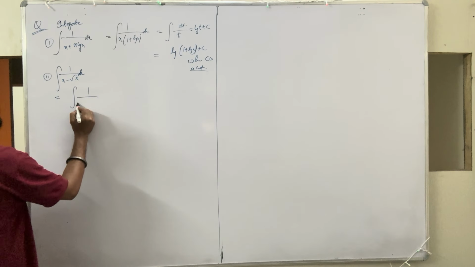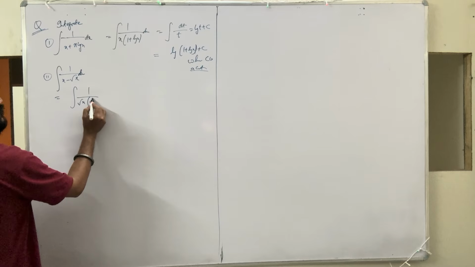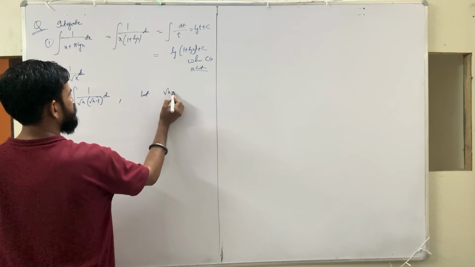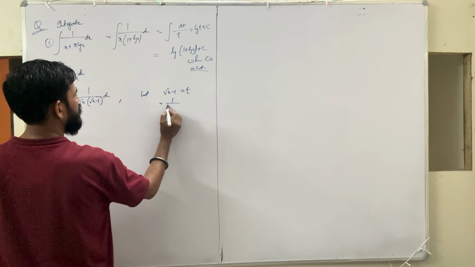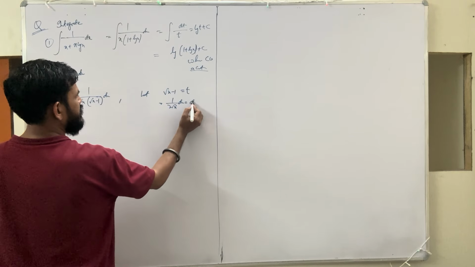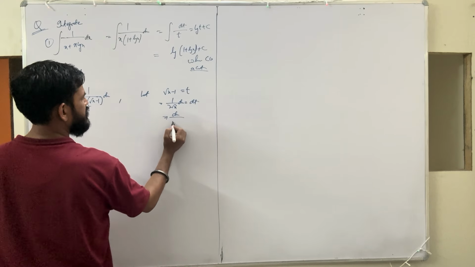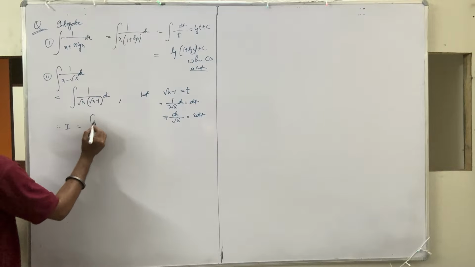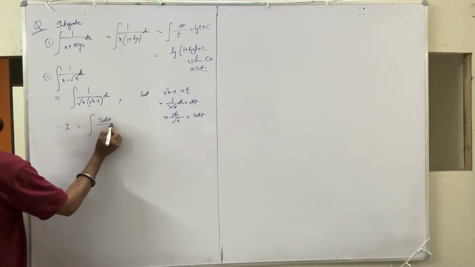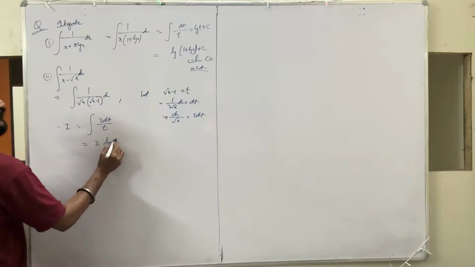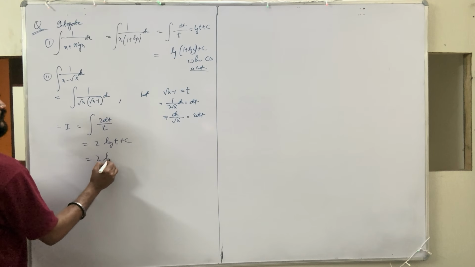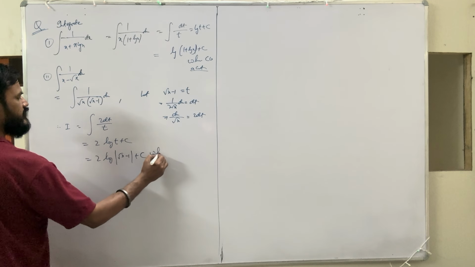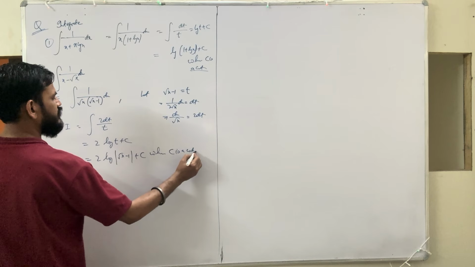Here we take root x common, so it becomes root x minus 1 dx. We take root x minus 1 equal to t, so 1 by 2 root x dx becomes dt, so dx by root x equals 2 dt. Therefore I becomes 2 dt by t, and that becomes log of t plus c. So 2 log of root x minus 1 plus c, where c is a constant.